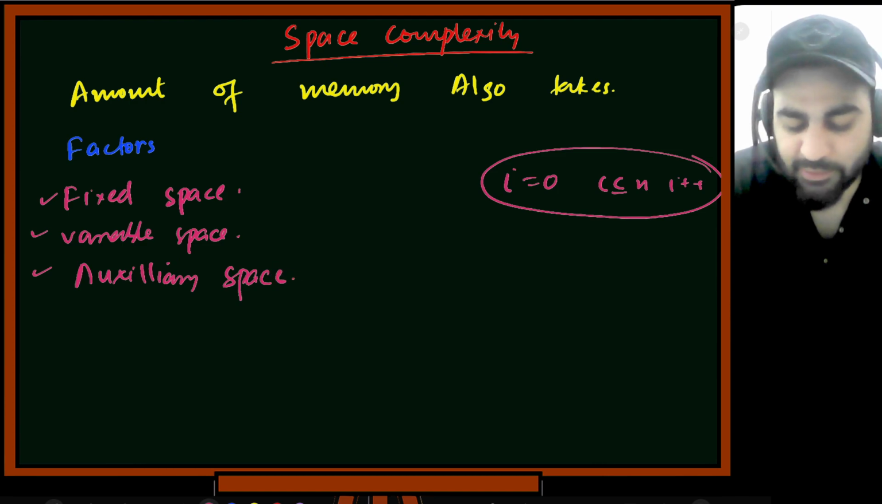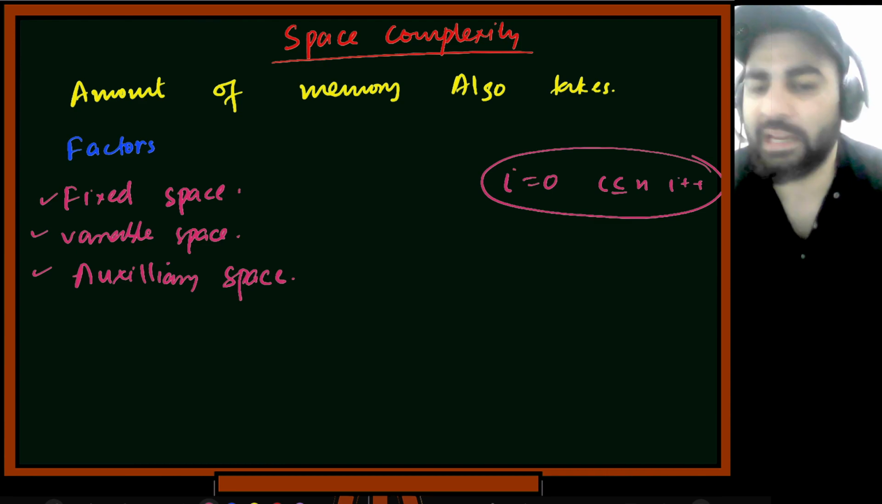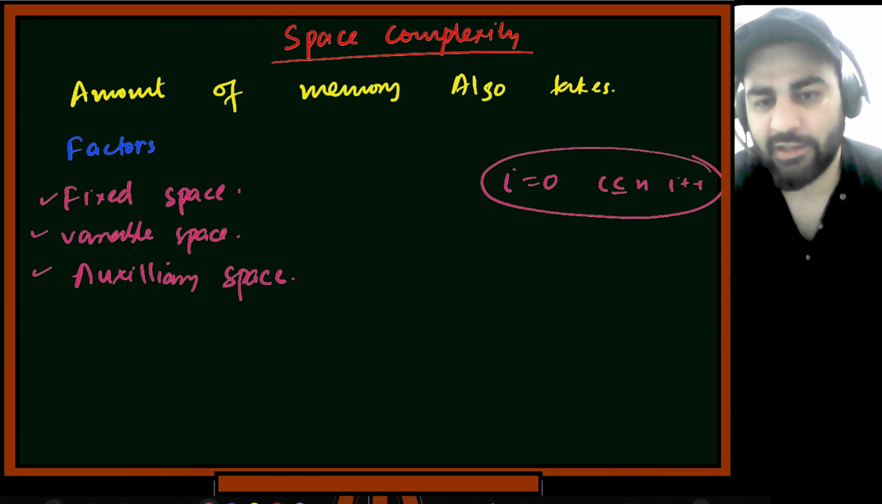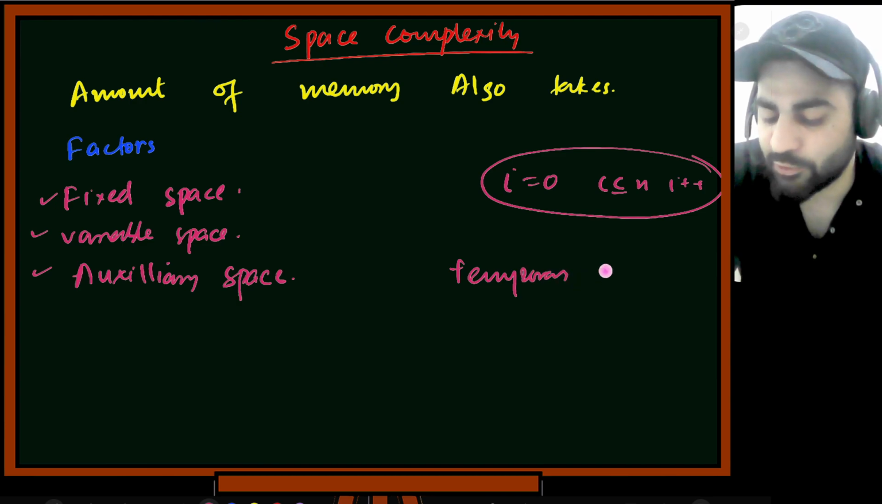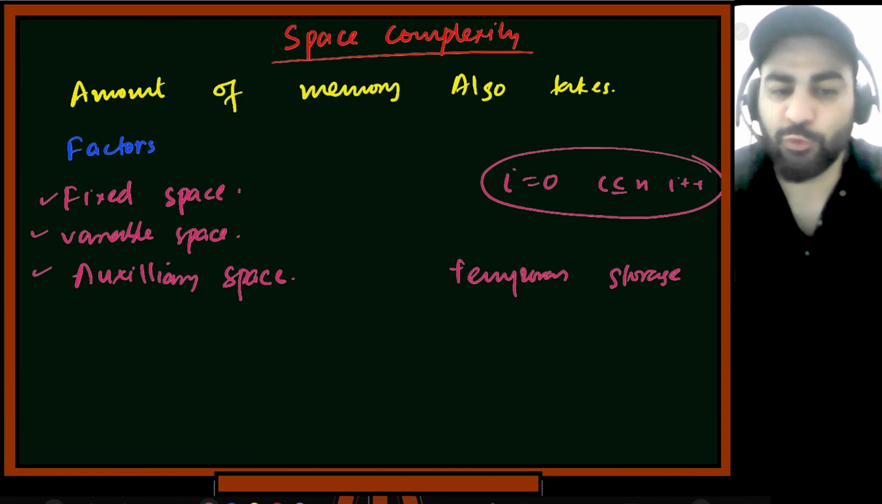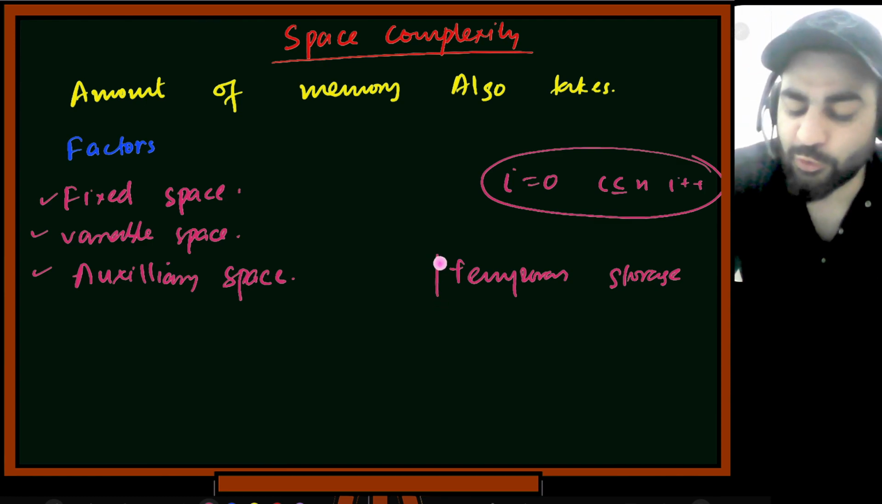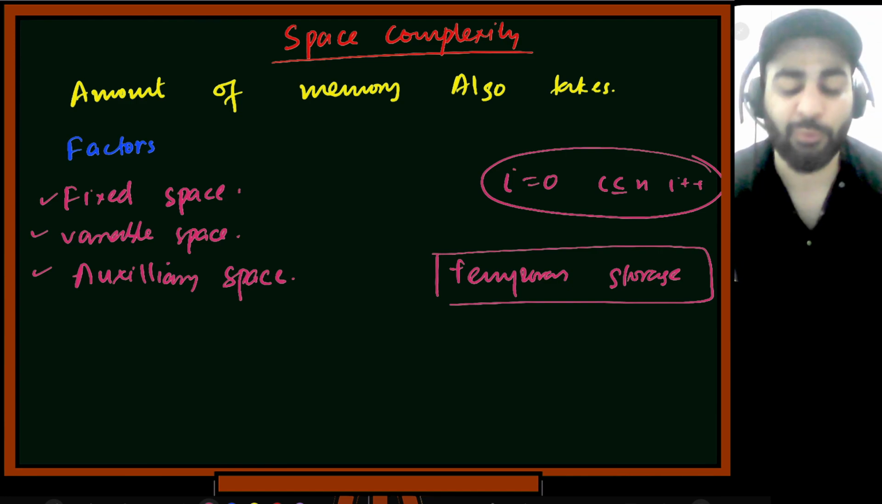So auxiliary space, what is this? If an algorithm requires additional space beyond the input size or temporary state, it has to temporarily store something, temporary storage. That I showed in the swap case. When you do something and at that time you have to store something temporarily, that's called auxiliary space. And these are the factors that contribute towards the space.